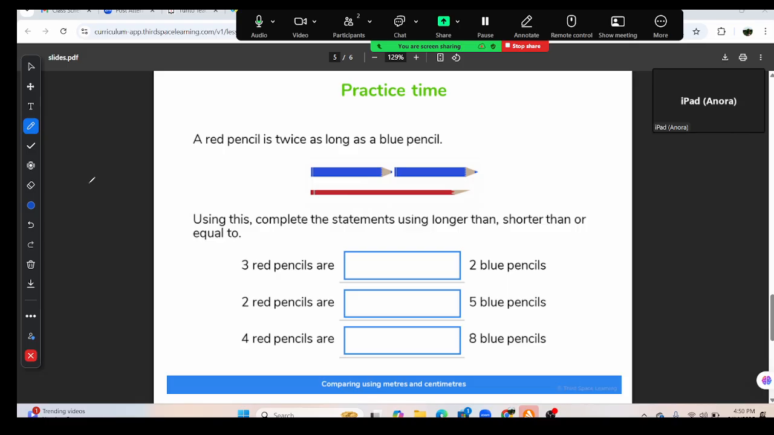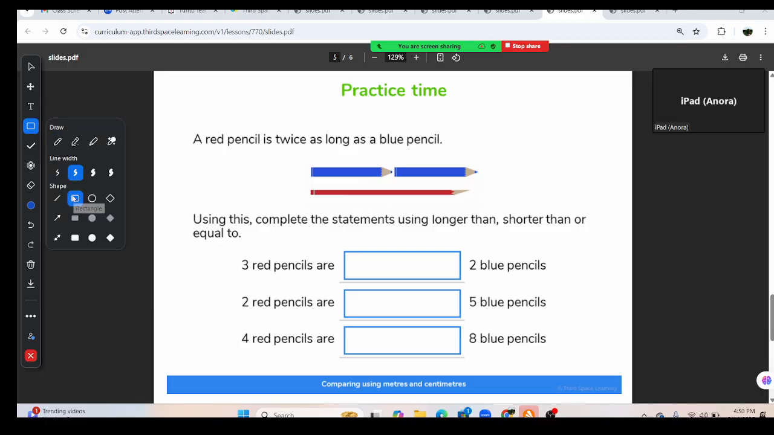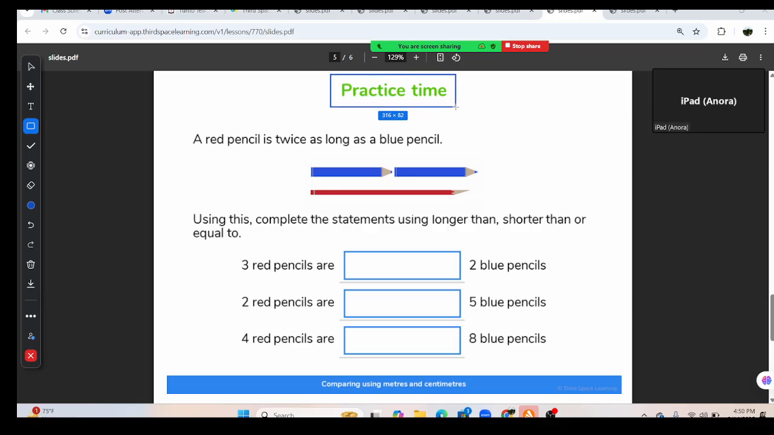Try this, read the question. Practice time. A red pencil is twice as long as a blue pencil. Using this, complete the statement using longer than, shorter than, or equal to. Three red pencils are equivalent to... Write it yourself. Okay.